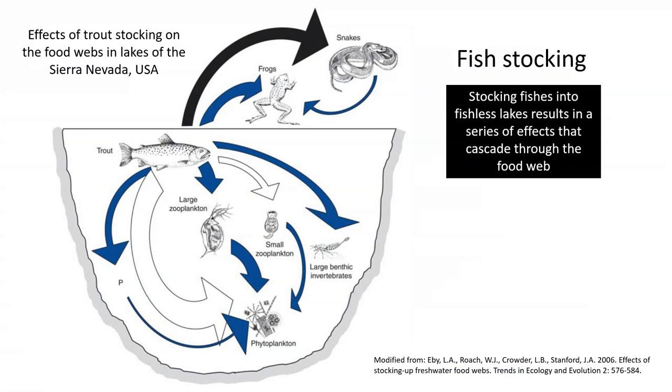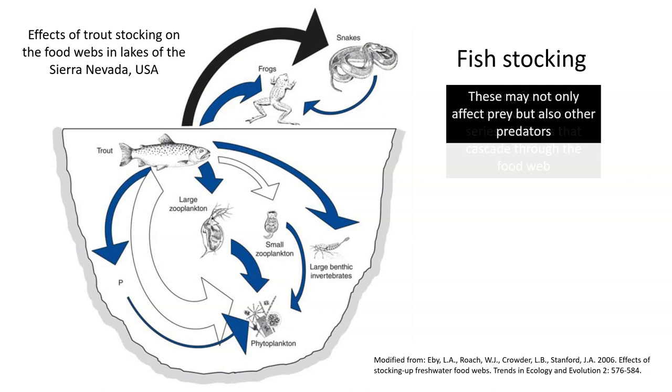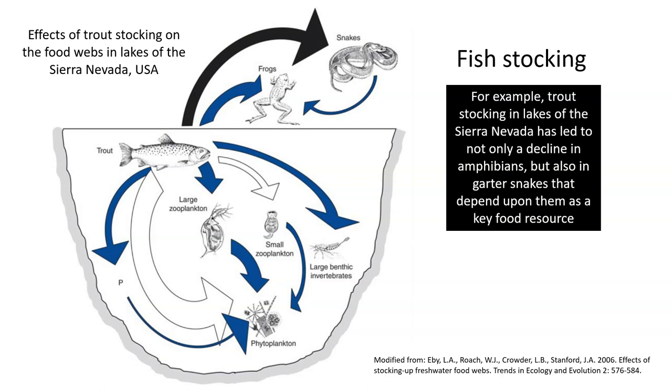Stocking fishes into fishless lakes results in a series of effects that cascade through the food web. These may not only affect prey, but also other predators. For example, trout stocking in lakes of the Sierra Nevada has led to not only a decline in amphibians, but also in garter snakes that depend upon them as a key food resource.